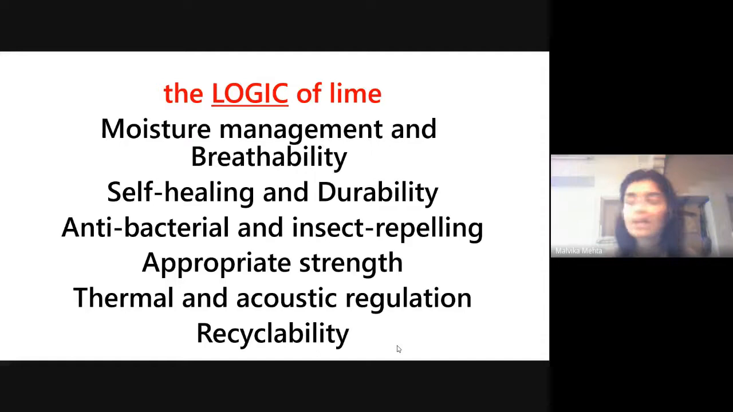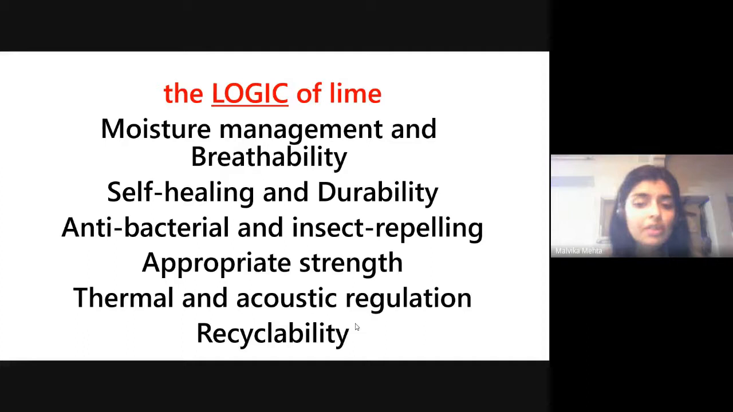Again, in different regions, if you have different masonry units, then that logic has to be worked out for that particular context, ideally. And one can see it quite obviously in traditional buildings. And so apart from that, thermal and acoustic regulation, all of this is something I started experiencing slowly.